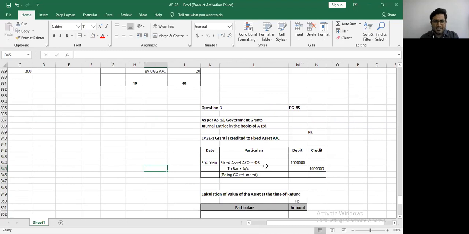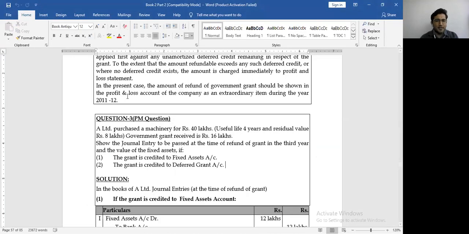The question says, I'm repeating the question also. So please pay attention so that once again we revise this. It says A Limited purchased a machine for rupees 40 lakhs. Useful life 4 years, residual value 8 lakhs. The government grant received was 16 lakhs.